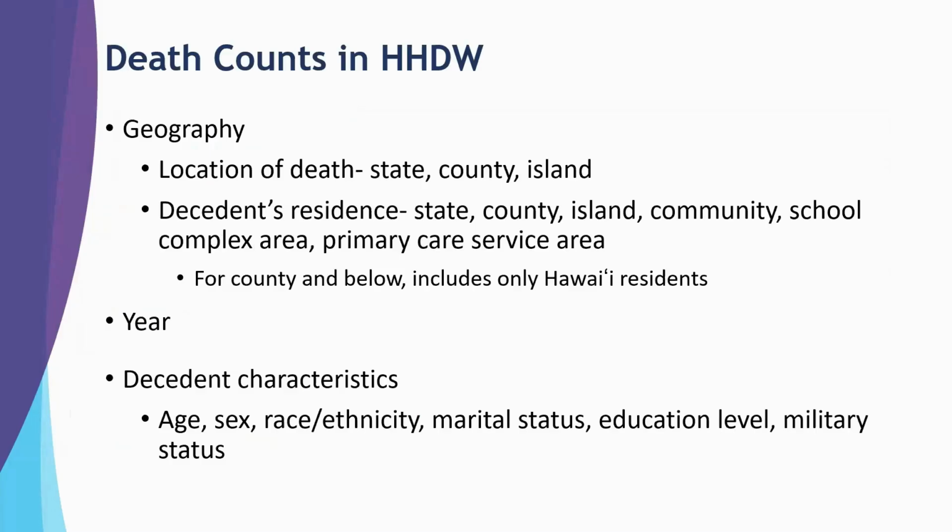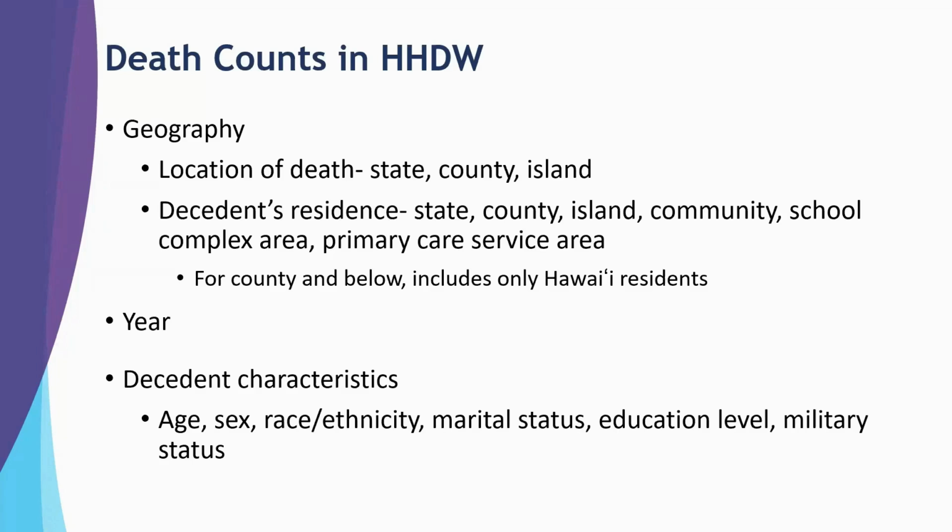For the counts query, you can look at the data by a variety of dimensions. So for geography, you can look at the location of the death or the residence of the decedent. For the location of death, counts are available at state and county island level, meaning that for those counts, even if it's a tourist who passes away, that is included in that count.